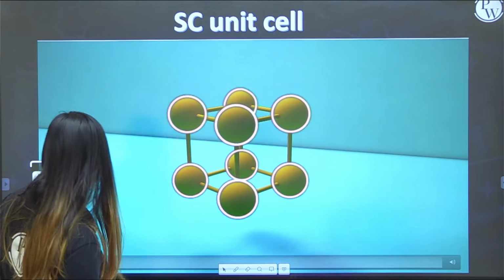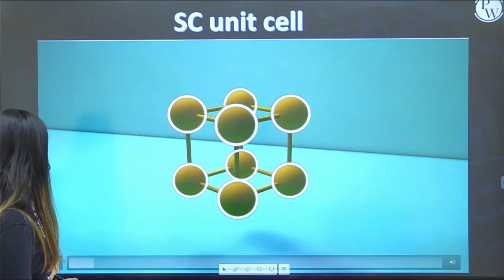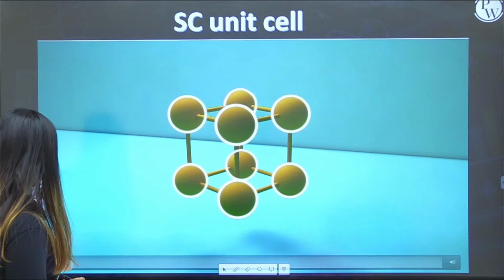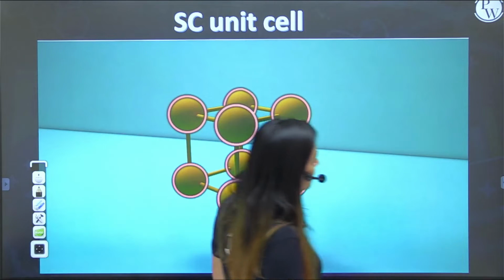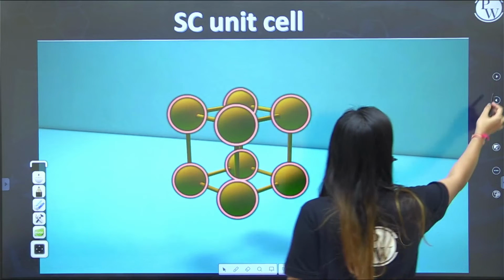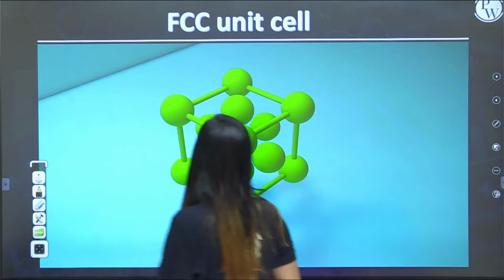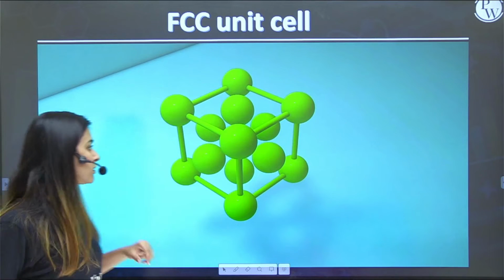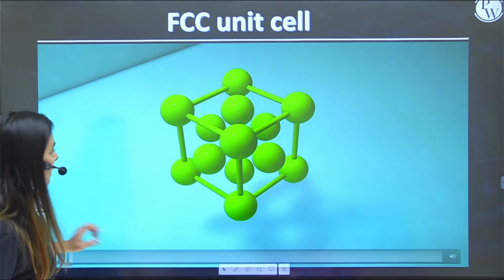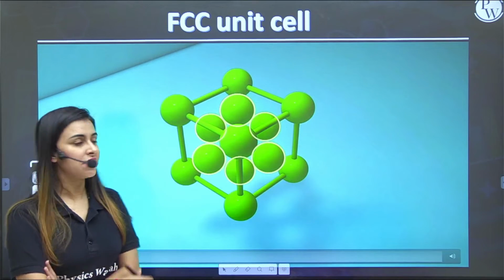Perfect, it's clear. Now let's move forward. Now I'll show you the next unit cell. So now, my dear students, you will understand how a face-centered unit cell works. Let me just play it. Now you will see the face-centered unit cell.